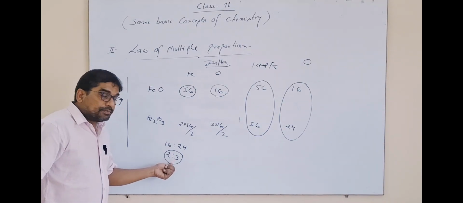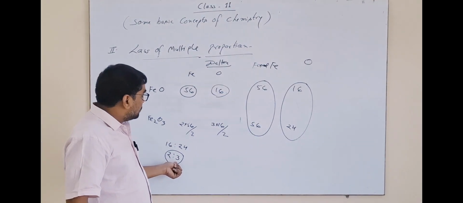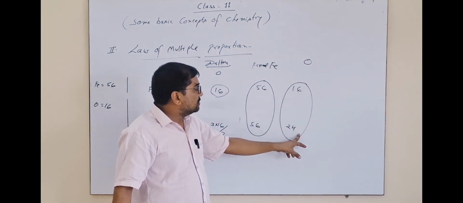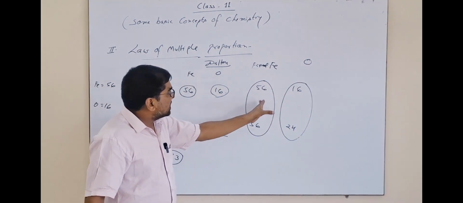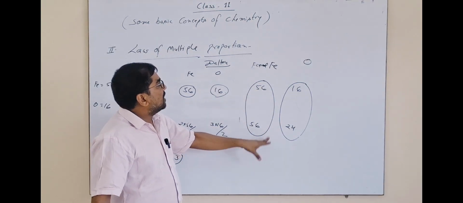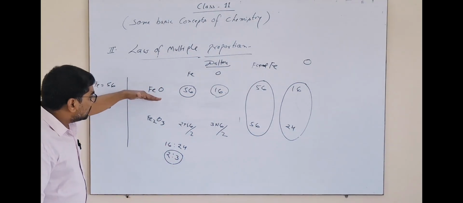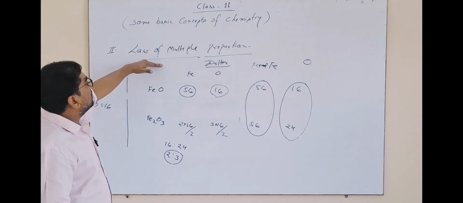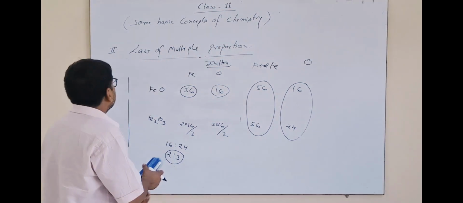There will be a simple whole number ratio when an element with variable amount by mass reacts with a fixed amount of another element, resulting in two or more than two compounds. This is called law of multiple proportion.